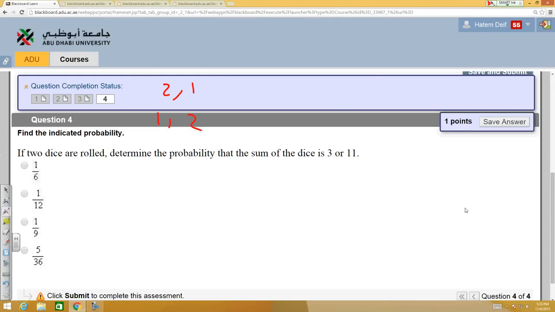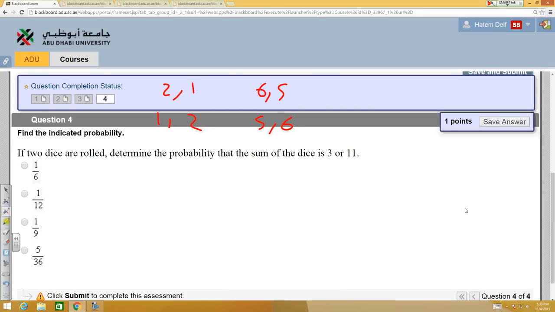1 and 2 also, because it could be 1 on the first die and 2 on the second. It could be the opposite: 2 on the first and 1 on the second. And the 11 will come from 6 and 5 or 5 and 6. So how many total outcomes? 7? Can you have 7 on a die? No, the die ends at 6, from 1 to 6. So there is no 7. Am I missing anything? No. So there are 4 outcomes.